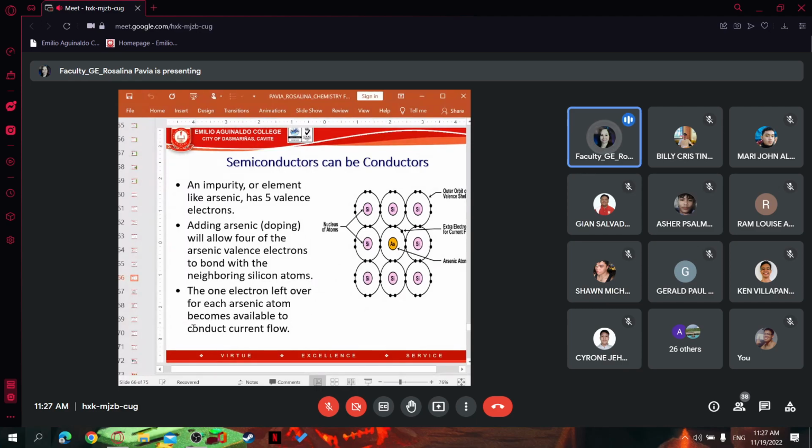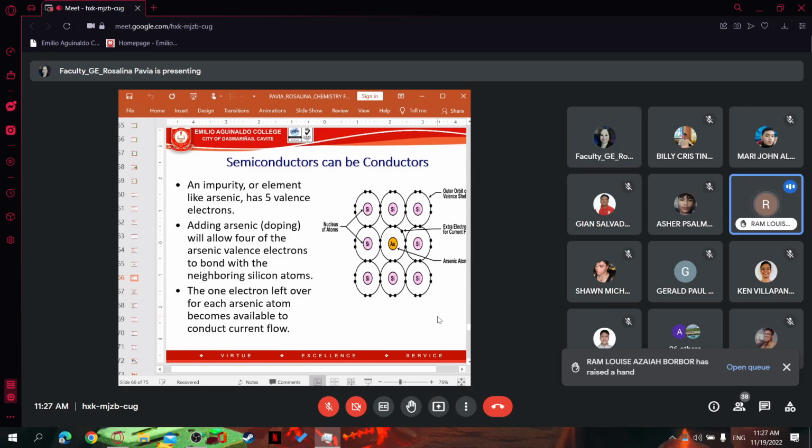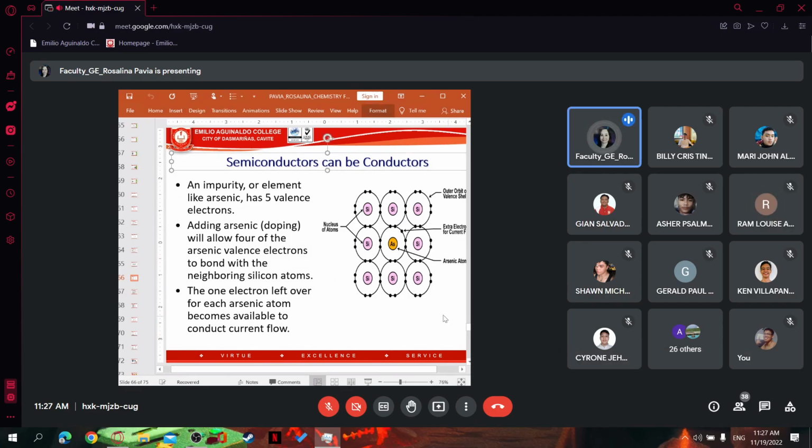Atom becomes available to conduct current flow. Okay? May excess na electron kasi si arsenic. Yes, Mr. Borbor. Ma'am, paano po ulit po pag wala pong extra electron? Walang extra? Opo. Susunod yun. Okay? Masyado kayong advanced, di ba? Susunod na i-discuss natin yon. Ito siya.